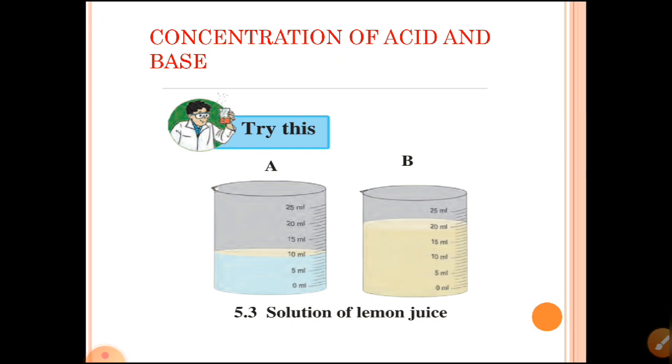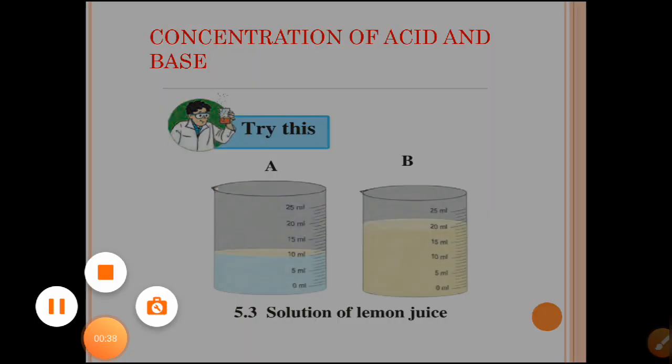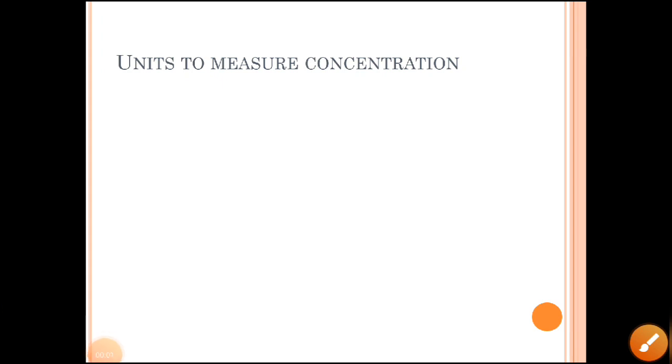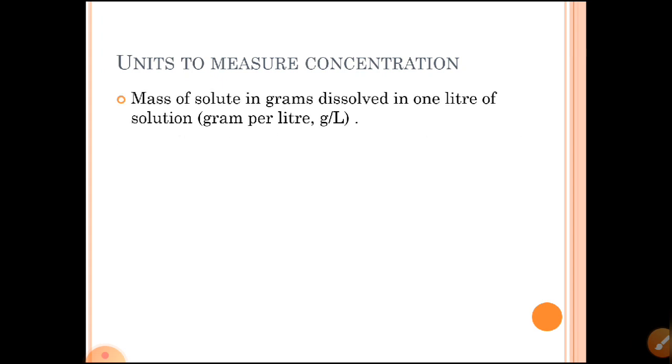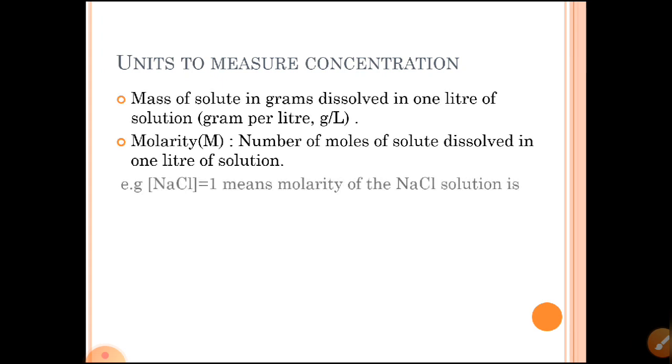Now let us see units for measurement of concentration of acid and base or any other liquid. So there are various units for measuring concentration of acid and base or concentration of any other substance. So we are going to see two of them, that is gram per liter and molarity. Mass of solute in grams dissolved in 1 liter of solution is nothing but unit of, you can say, measuring concentration, that is gram per liter simply.